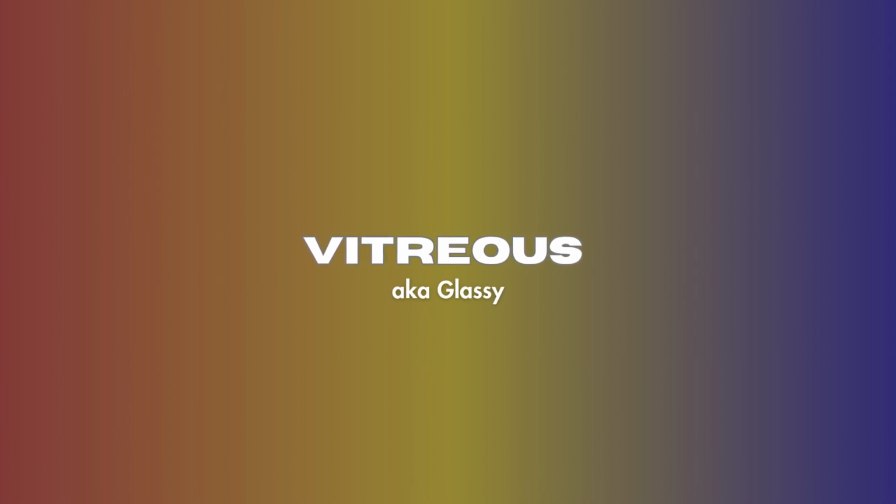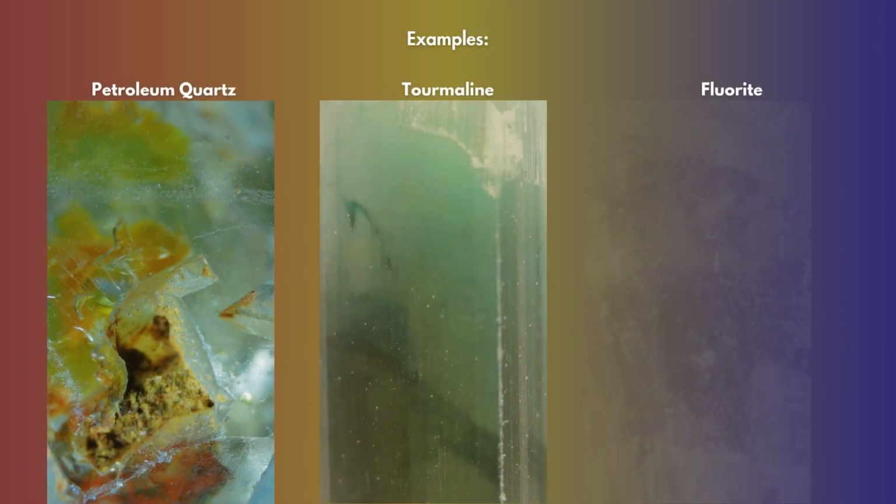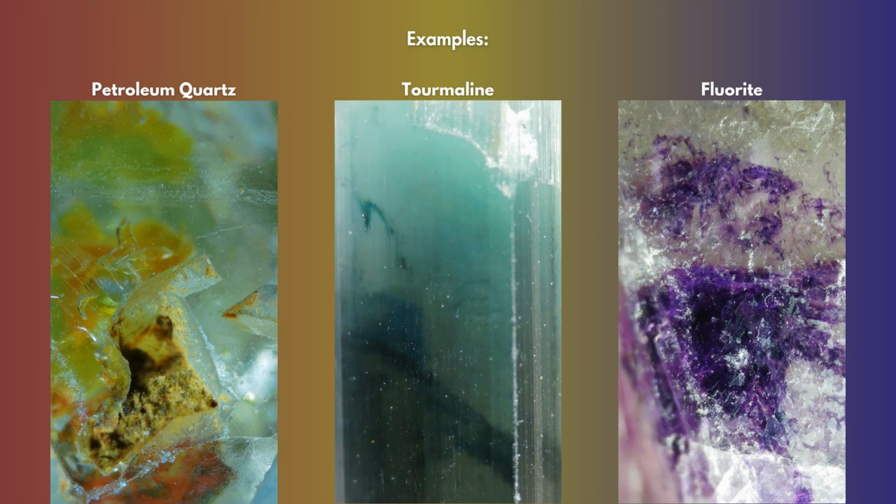For our first non-metallic luster, we're going to start with vitreous, also known as glassy. Around 70% of all minerals possess a vitreous or glassy luster. This means that they have a level of transparency that allows light to pass through, making the mineral appear similar to a piece of glass. Some examples include petroleum quartz, tourmaline, and fluorite.